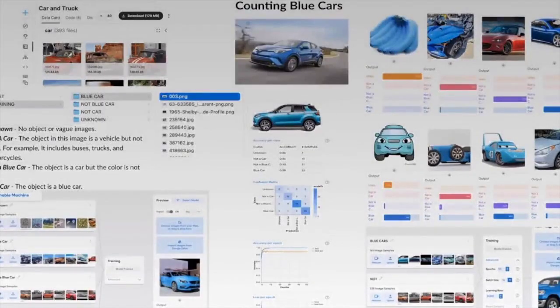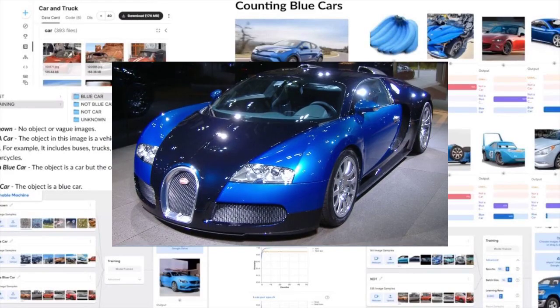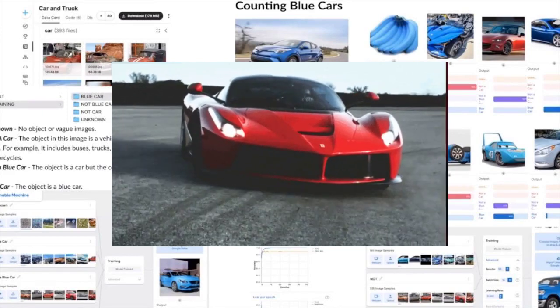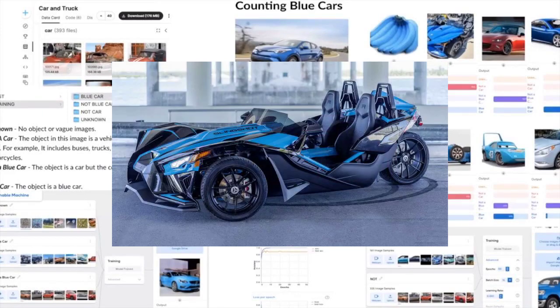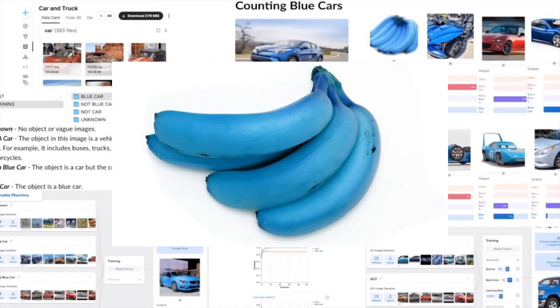So if we look on the right, there's the results in the top row. That's all the successful cases where, yes, a blue car was discovered, a red car was discovered as being a car, but not a blue car. The Polaris is actually an autocycle, so it's not a car. So it was detected as not being a car. And of course, the banana is just an unknown.